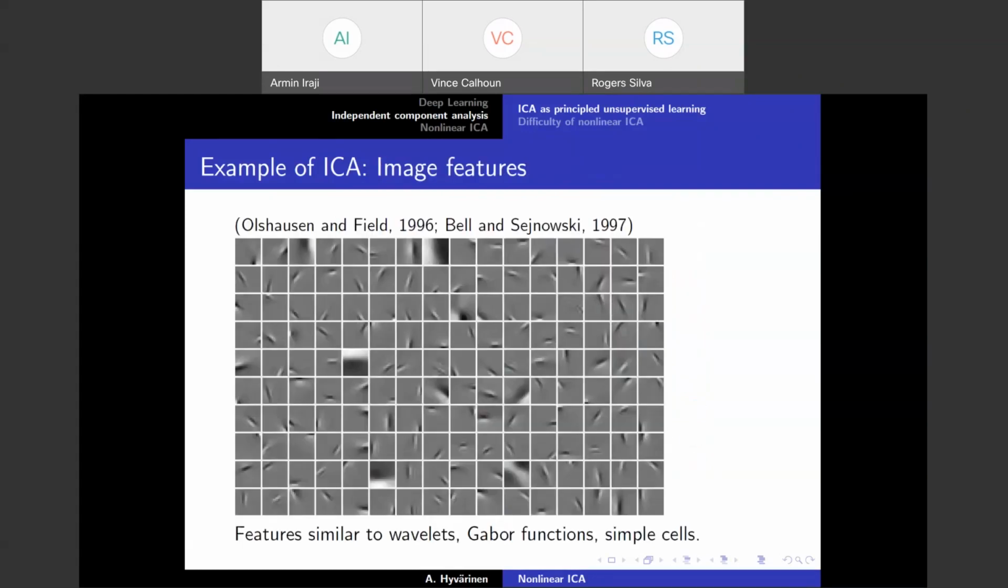Next, please. Another application, kind of unrelated to this, is about calculating image features. Maybe I will skip that. So next, please.